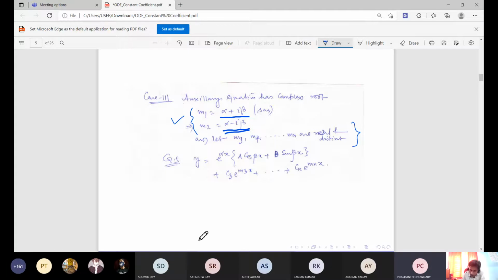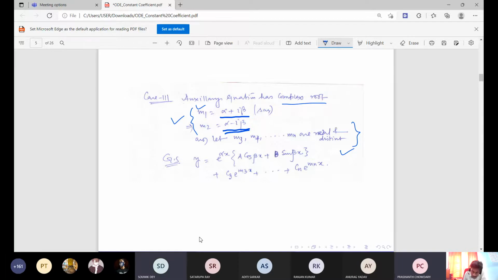So the rest part, if the roots are real and distinct or real and equal, we have discussed in detail. But today we'll consider only one case, that is, roots are complex in nature. As I have mentioned, if one root is complex, let's say alpha plus i beta, another root will be alpha minus i beta.